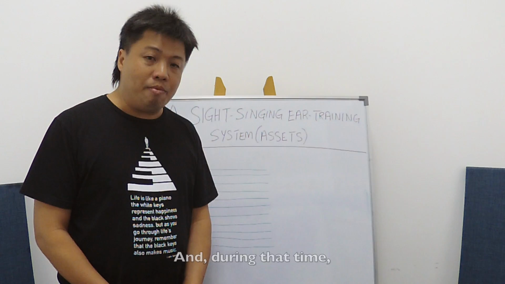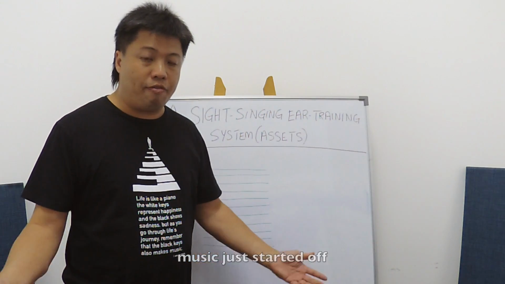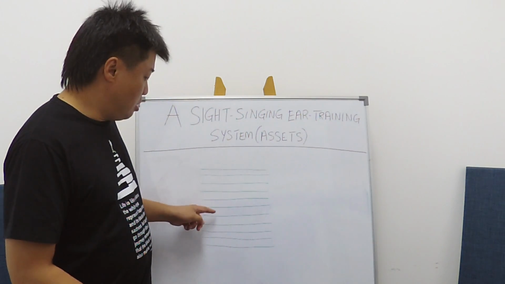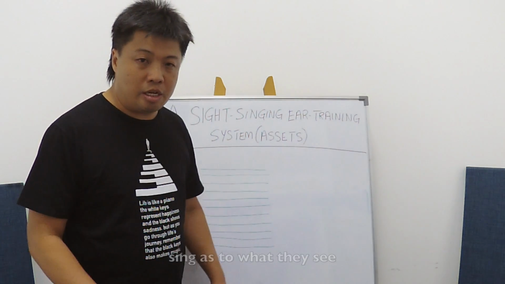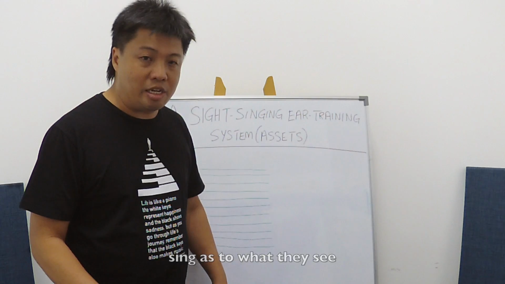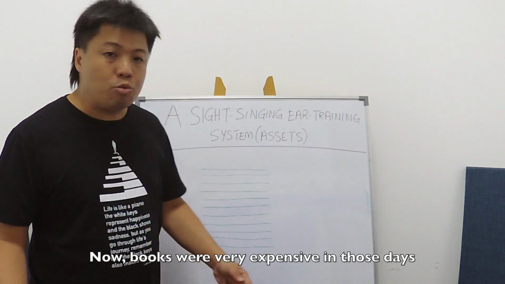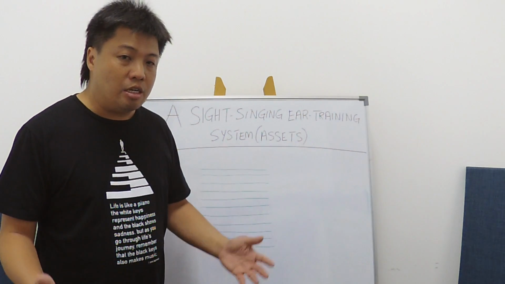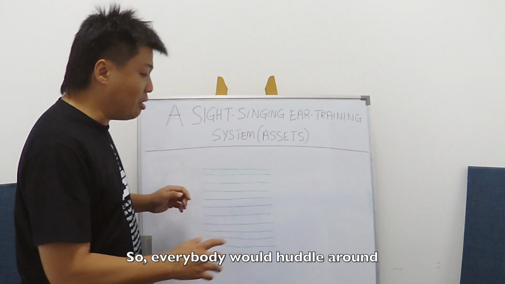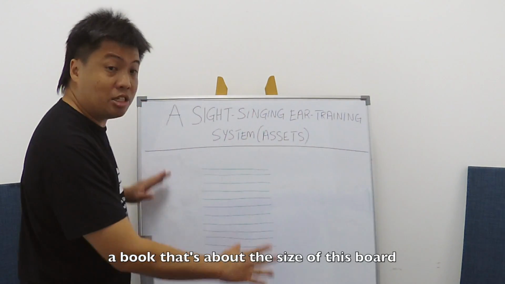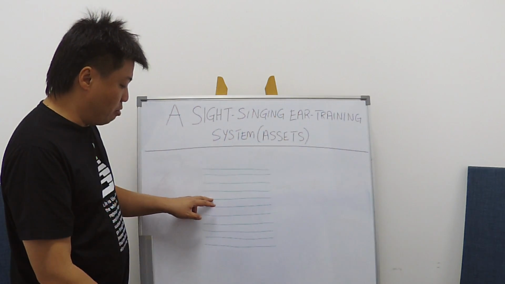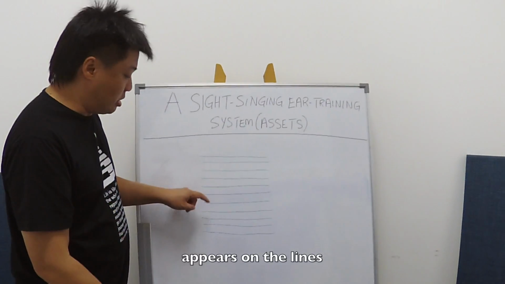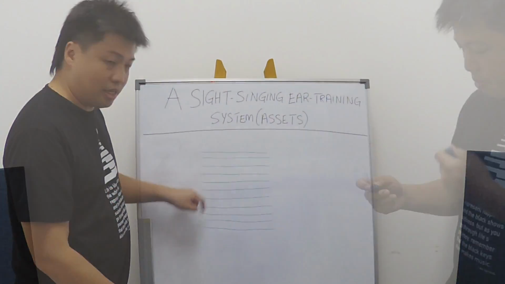And during that time, music just started off anywhere, and monks were supposed to just sing as to what they see. Now, books were very expensive in those days, so everybody would huddle around a book that's about the size of this board, and they would actually sing anything that appears on the lines. So anything from here to that thing.